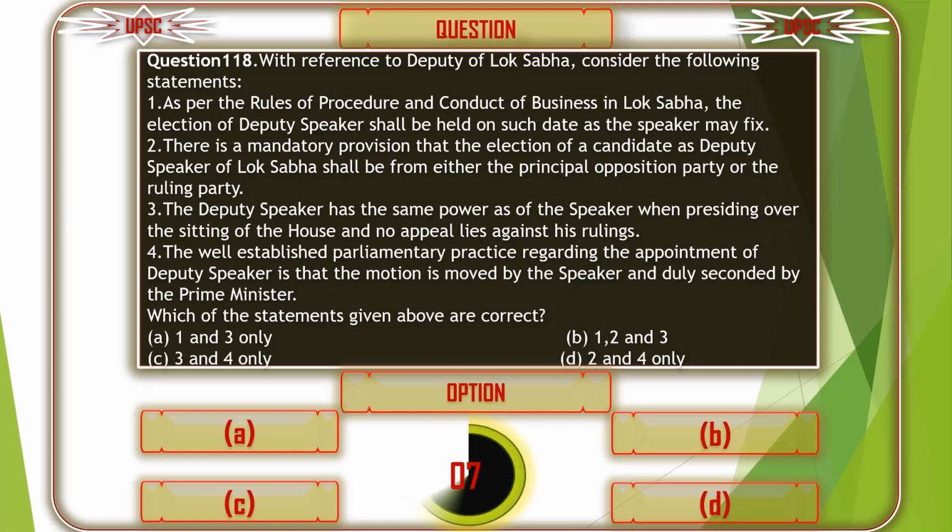Which of the statements given above are correct? A. 1 and 3 only, B. 1, 2, and 3, C. 3 and 4 only, D. 2 and 4 only.